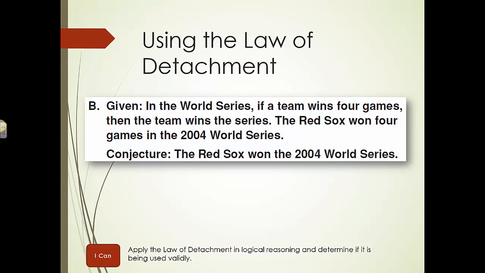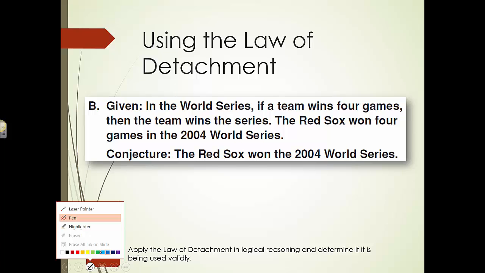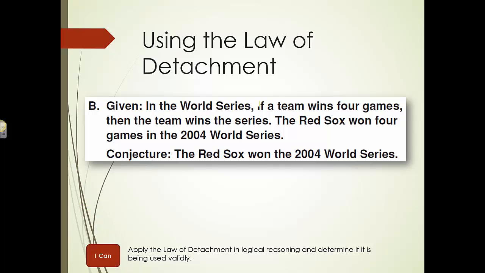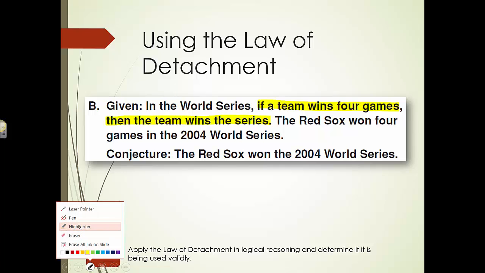Okay, so let's look at this one. In the World Series, if a team wins 4 games, then the team wins the series. Okay, so our P to Q is this: if a team wins 4 games, then the team wins the series.